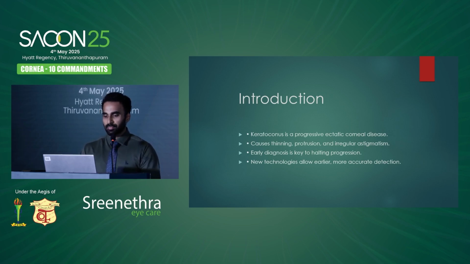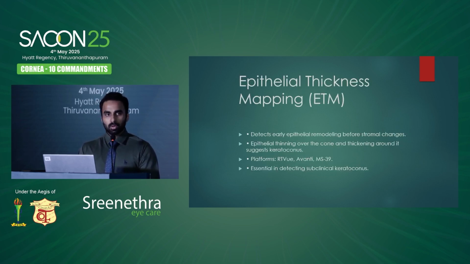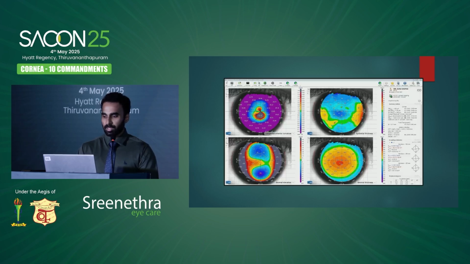irregular astigmatism. So, there are new technologies that one must consider to diagnose keratoconus a little earlier and help in management of this disease. One of these is the new epithelial thickness maps. Nowadays, in the newer topographers, this is very prevalent. If you're using the MS39 or the RT view, you'll be able to see the epithelial thickness profile around the cone. Usually, at the apex of the cone, we can see epithelial thinning, and there'll be epithelial hypertrophy around the base of the cone.